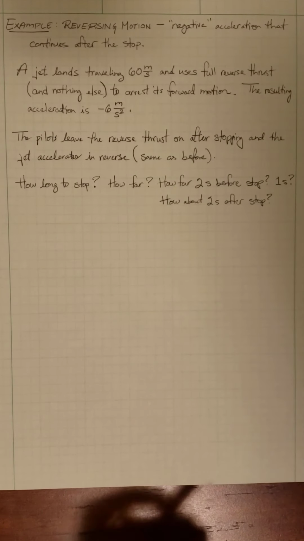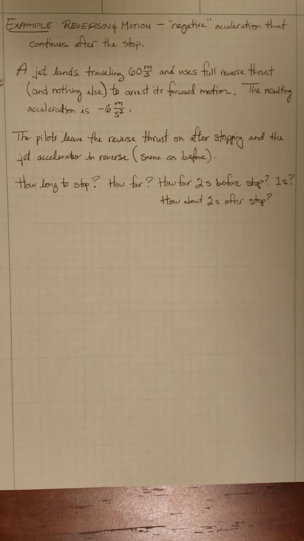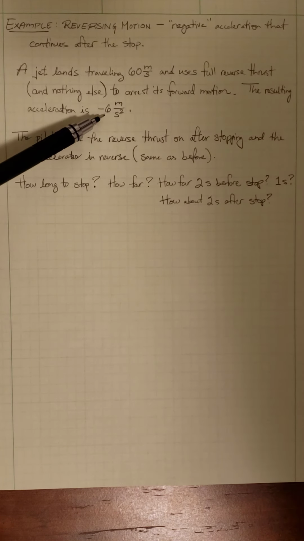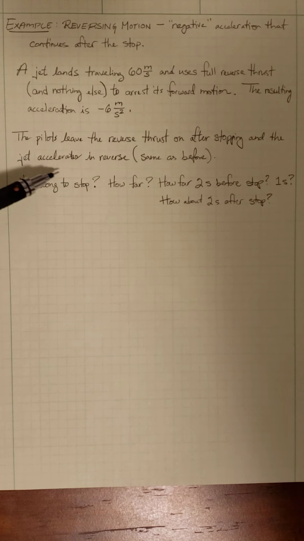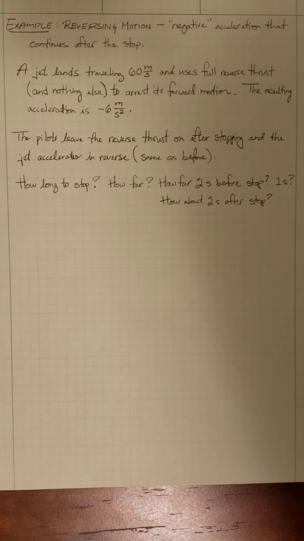So we're going to spend a little time with this problem. A jet lands traveling 60 meters per second and uses full reverse thrust and nothing else to arrest its forward motion. The resulting acceleration is minus 6 meters per second squared. The pilots leave the reverse thrust on after stopping, and the jet accelerates in reverse, same as before. The same acceleration. Because indeed it's the same engines running in reverse, it's the same thing.